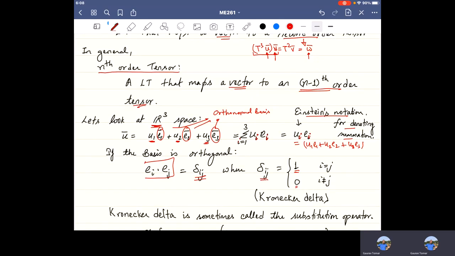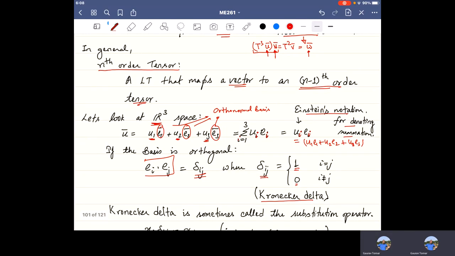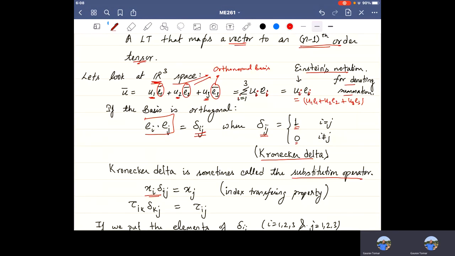Now, delta ij, as we had seen, is a Kronecker delta, and sometimes it's called a substitution operator. The reason is the following. You have x_i delta ij, with i being repeated. But because delta ij is non-zero only when j is equal to i, otherwise it is 0, this summation will reduce to only one component, x_j. So it has transferred the index i to the index j in place of i.